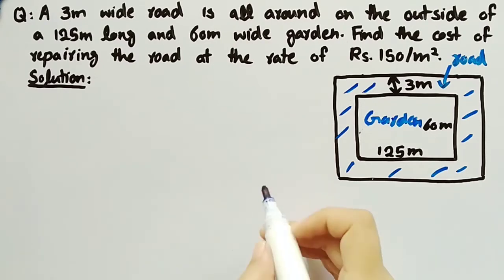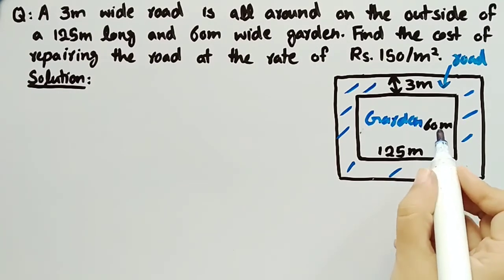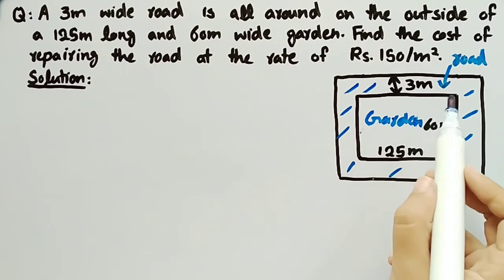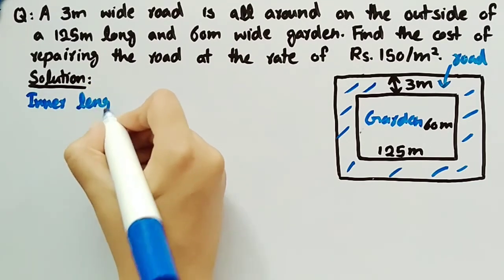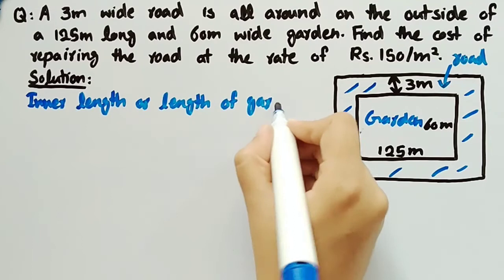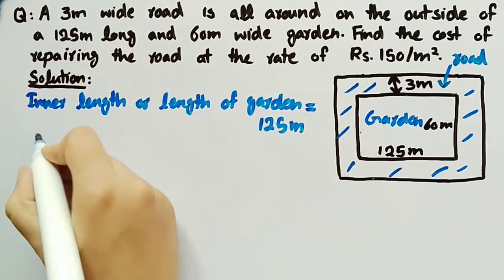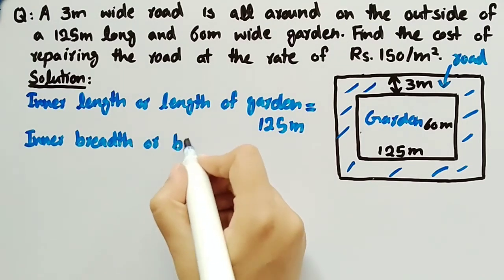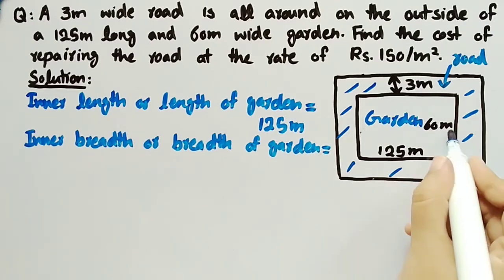Towards its solution, from the figure we can see that the inner rectangle represents the garden, which is 125-meter long and its breadth is 60 meter. And outside the garden there is a road of 3-meter width. Now we will write the given data, that is the inner length or length of garden is equal to 125 meter and inner breadth or breadth of garden is equal to 60 meter.